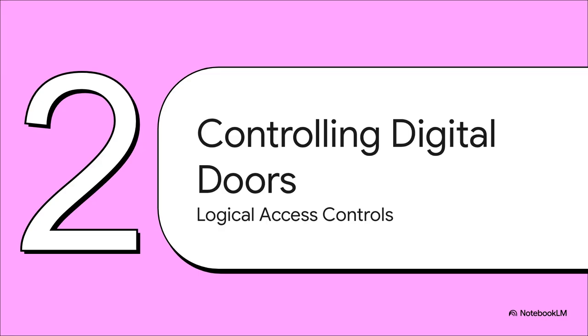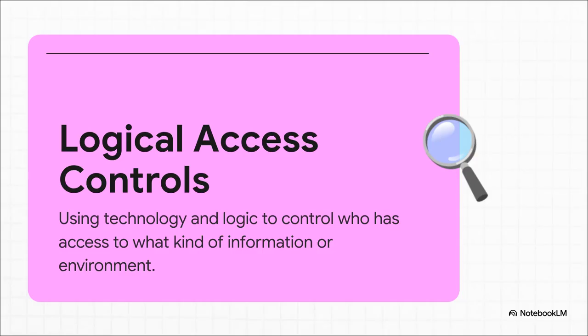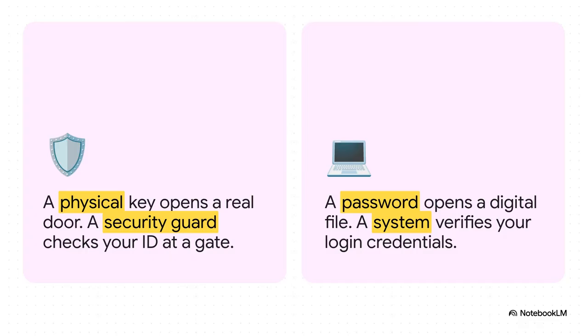Well, this brings us to the absolute core concept of our explainer today. This is where logical access controls come into play. Really, they're just the rules, written in code and logic, that manage who gets to access what. It's the digital version of a lock and a key. It's as simple as that. Thinking about it in physical terms really helps make sense of it. A physical key for a door? That's just like a password for a digital file. A security guard checking your ID at a gate? That's the same as a system verifying your login. We're just taking these real-world security ideas and applying them to technology.